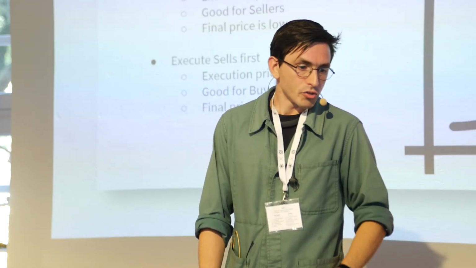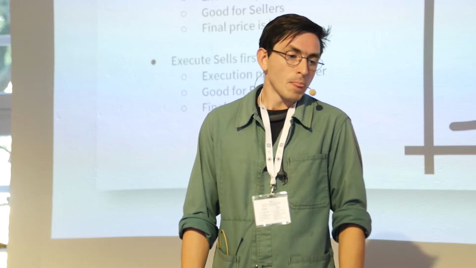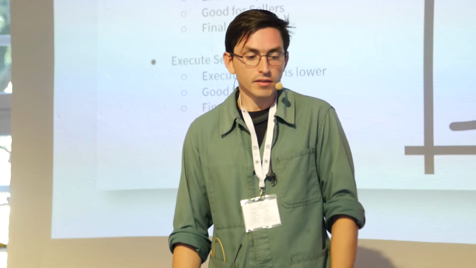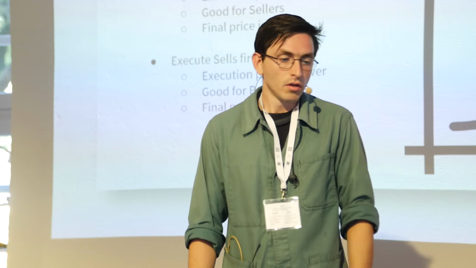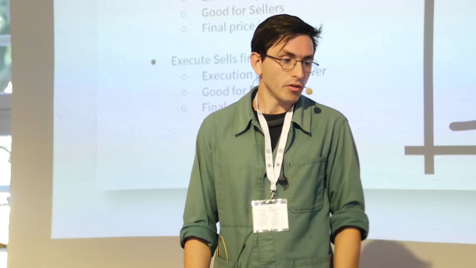This is again sort of a demonstration of, say, the blue is the starting price, the red would be the execution price after the buys came through that the sellers would want. The green would be the execution price that the buyers would want. The sellers were executed first.